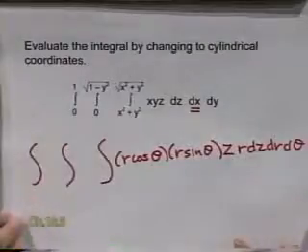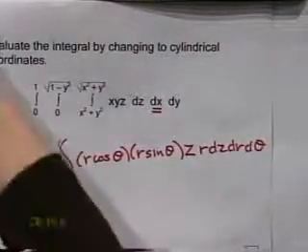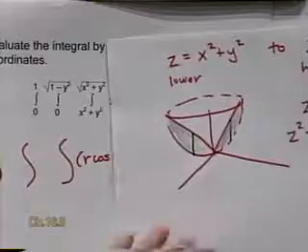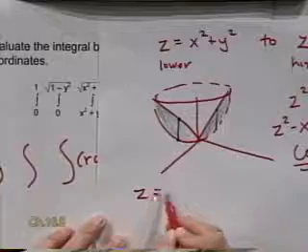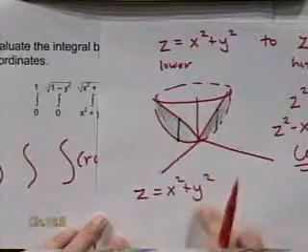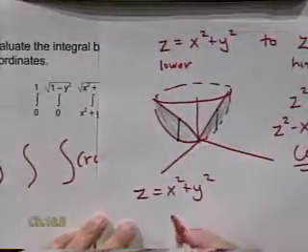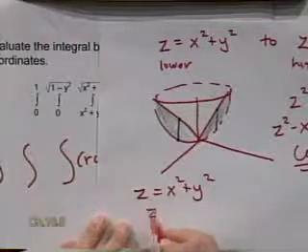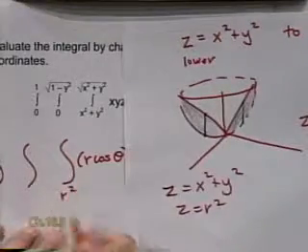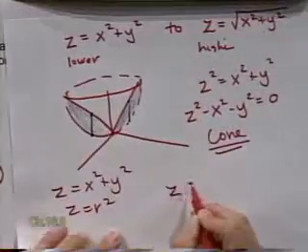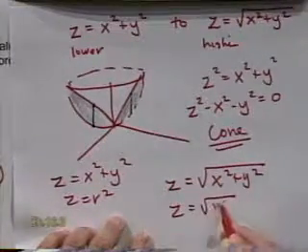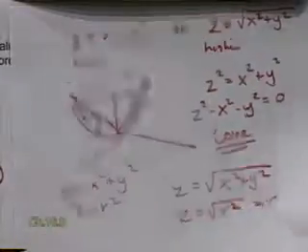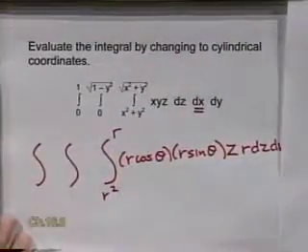Now we have to ask ourselves, can you see all that on the screen? Okay, pretty much. What is my z ranging from? Well, my z ranges from here to here. Notice when I'm at the bottom, my z is x squared plus y squared. I'm on the paraboloid. But with polars, x squared plus y squared is r squared. So our lower limit of integration is going to be r squared. The higher point was the cone. With the cone, z is equal to the square root of x squared plus y squared. x squared plus y squared is r squared. The square root of r squared is r. So my upper limit is r.